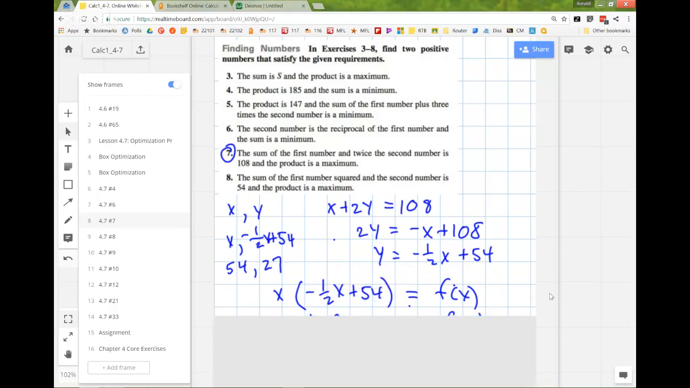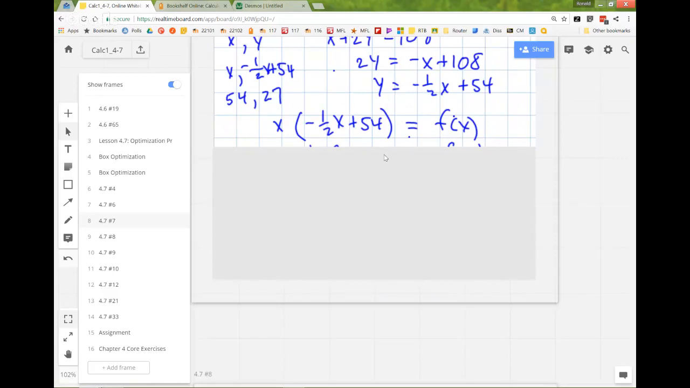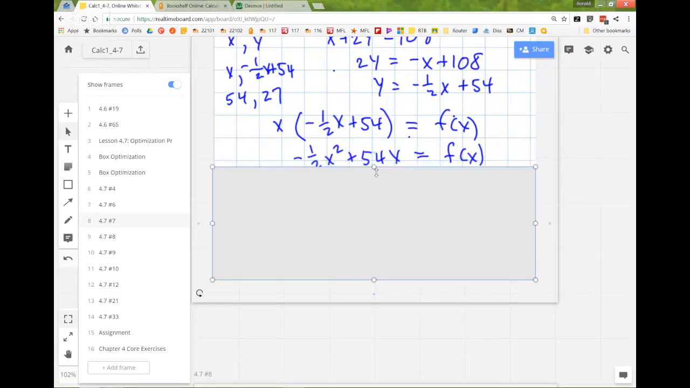There it is. The first number, x, multiplied by the second number, -1/2 x plus 54, equals, whatever the function is. All right. So multiply that out. -1/2 x squared plus 54x. Now let's take the derivative.